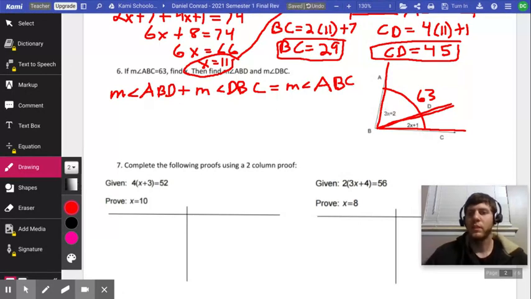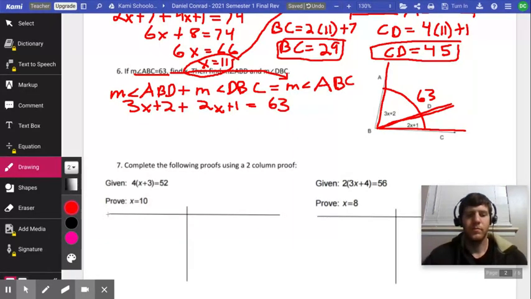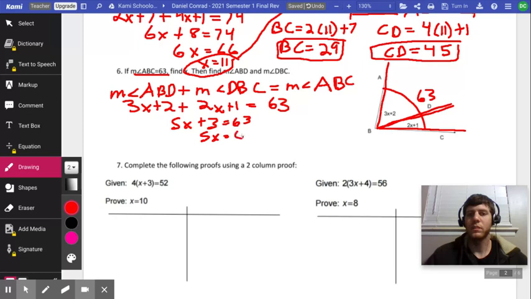So the measure of ABD here is 3x plus 2. The measure of angle DBC is 2x plus 1. And the measure of angle ABC is 63. Okay. Combine like terms, that's going to be 5x plus 3 is 63. We subtract 3 from both sides, so we get 5x equals 60. And divide both sides by 5, so we get x equals 12.